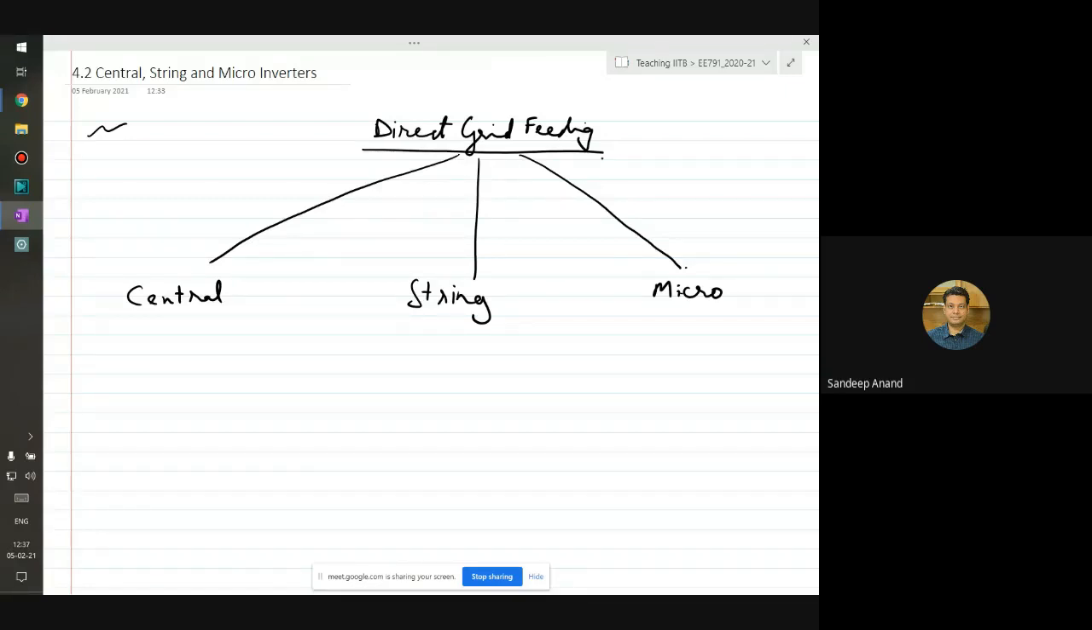Some of you may not have seen the previous video, so let me quickly give you an overview of what a direct grid feeding inverter is. Essentially, direct grid feeding inverters are the inverters which directly interconnect the PV panel to the grid, right? These are the direct grid feeding inverters.